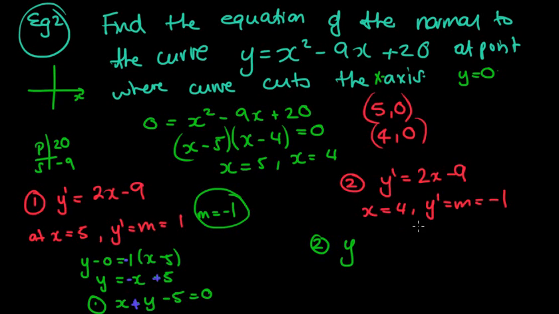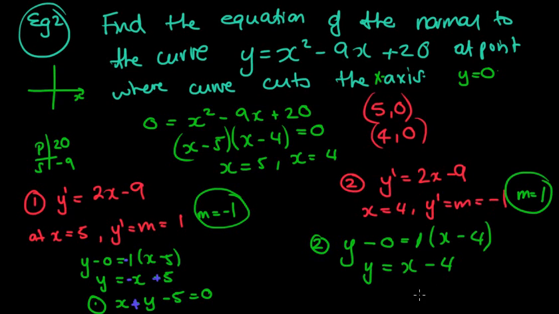Okay, so for the next one, again, in this case, the gradient of the normal will be 1, because it's the negative reciprocal of -1. So y minus y1 is equal to the gradient, which is 1, times x minus x1. So we've got y is equal to x minus 4, therefore x minus y minus 4 is equal to 0.